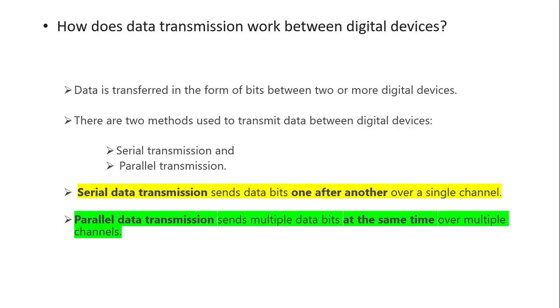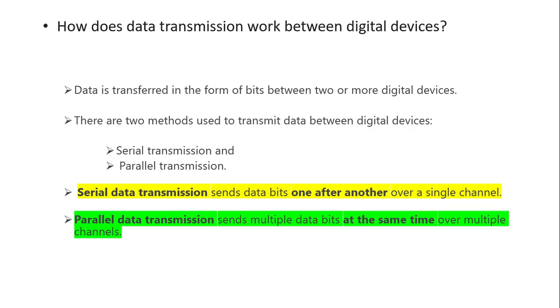Now let us understand how data transmission works between digital devices. In digital devices, data is transferred in the form of bits between two or more devices. There are two methods to transmit data between digital devices. The first method is serial transmission and the second is parallel transmission.